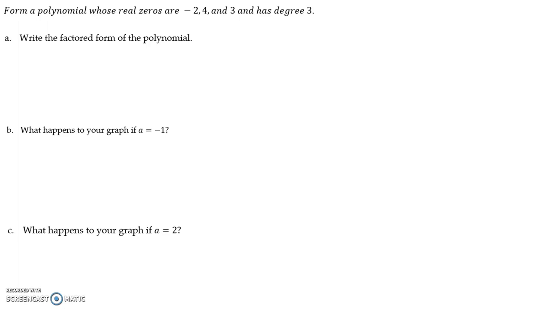Let's take a look at this next question. We want to form a polynomial whose zeros are -2, 4, and 3. And we want it to have a degree of 3. That means our highest exponent for this polynomial should be 3. So for part A, we want to go ahead and write this in factored form.